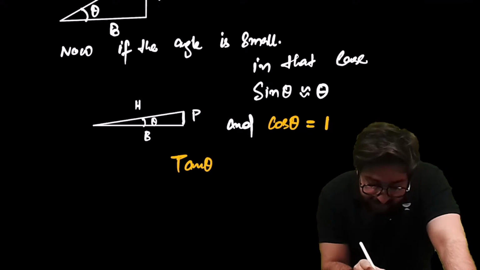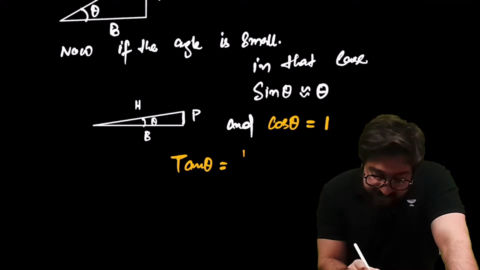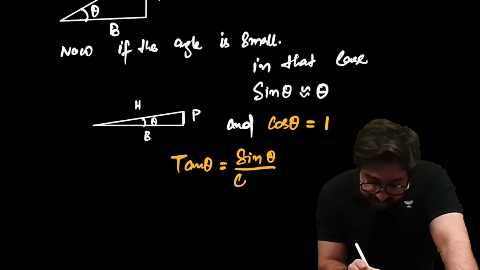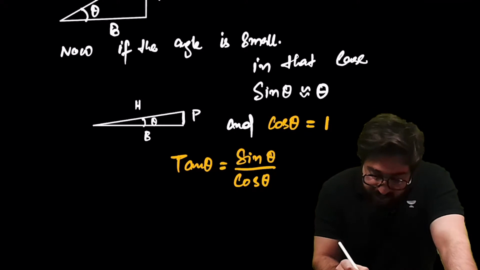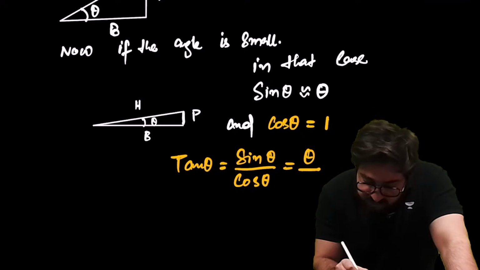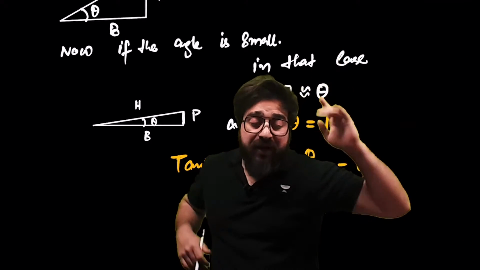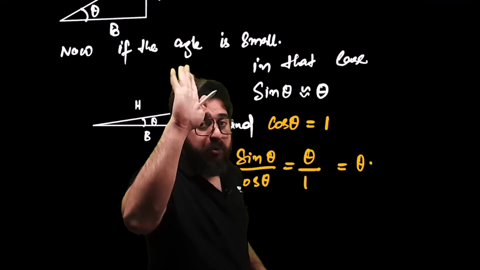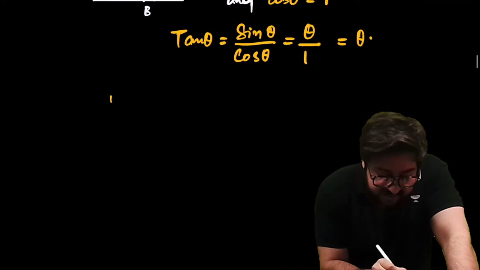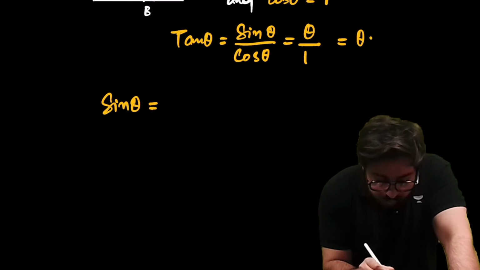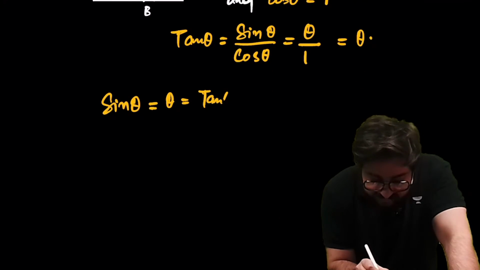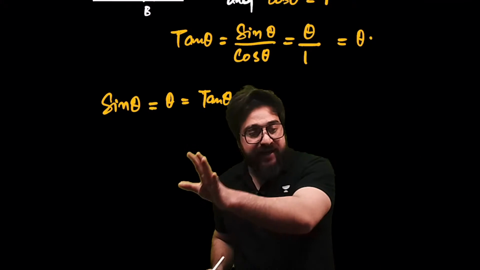When it comes to tan theta, we always say it is equal to sine upon cos. And what is the value of sine? That is theta. What is the value of cos? So it will also be theta. So from now onwards, you'll remember one thing. If theta is very small, in that case, sine theta is equal to tan theta.